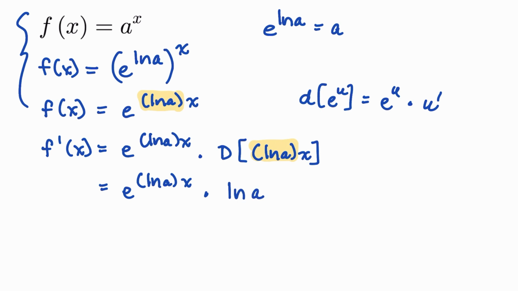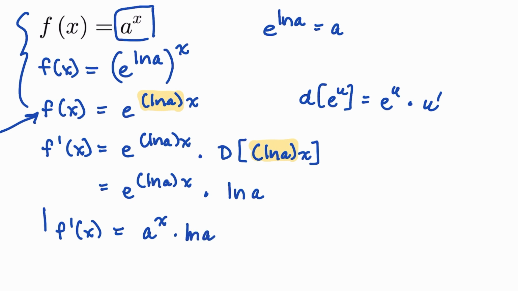And now to finish this off, remember that e to the natural log of a times x, which is right here, is equivalent to a to the x. All three of those things in the first three lines are equivalent. So I'm going to rewrite that as a to the x because, one, it's simpler, and it's related to what was written as the primary function, which was a to the x. So that means that the derivative is a to the x times the natural log of a.